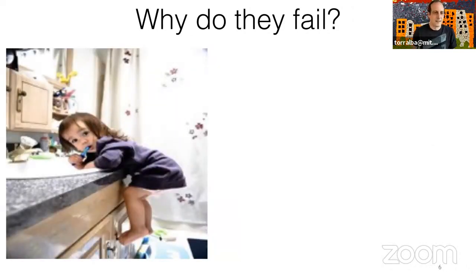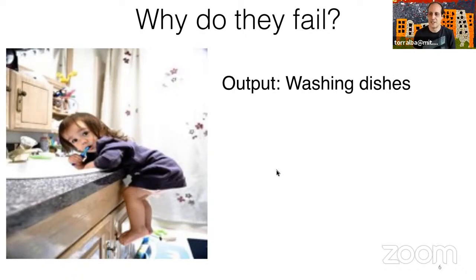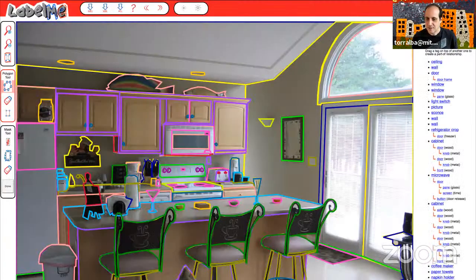And sometimes they fail. For instance, you train a network to recognize actions, and in this particular image, the output is washing dishes. So sometimes they work amazingly well, and sometimes they just fail. And you want to know why. Okay, it looks like there is a sink, there is a person, but why washing dishes? So you want to understand what is going on inside the network to understand both the successes and the failures.